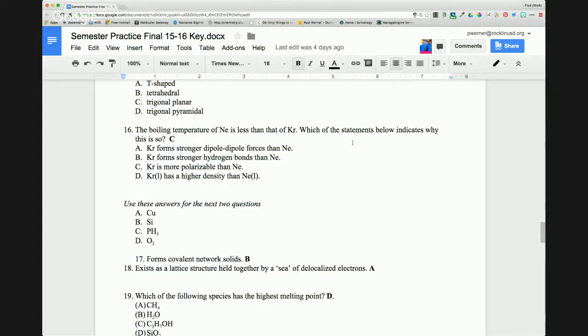It's the same concept when we had the I2 versus Cl2 or Br2. Why is bromine a liquid? Why is iodine a solid at room temperature? Those are because, as you move down the table for those halogens, they are larger molecules, so they are more polarizable.